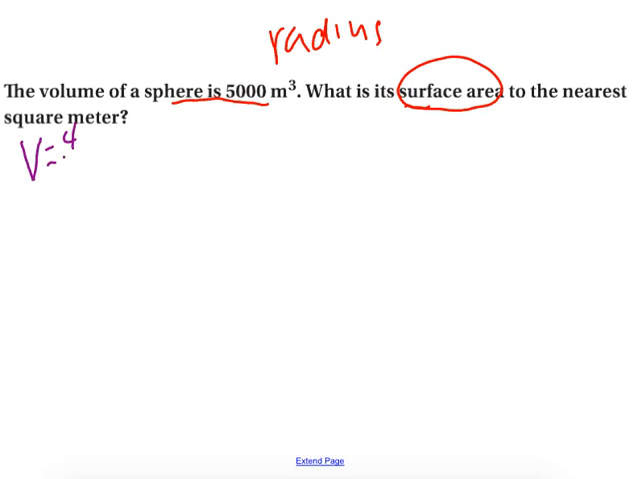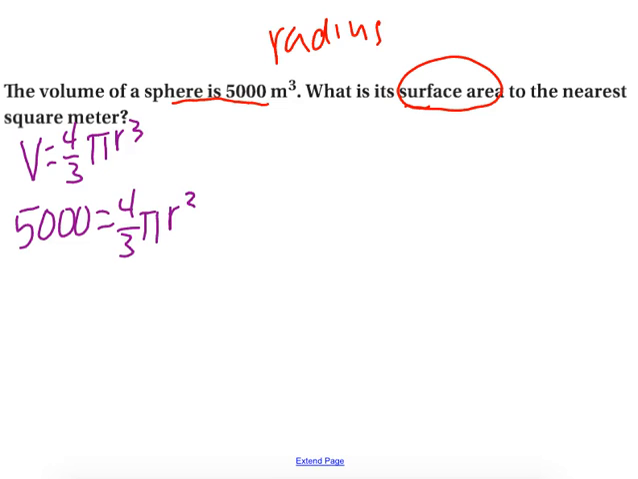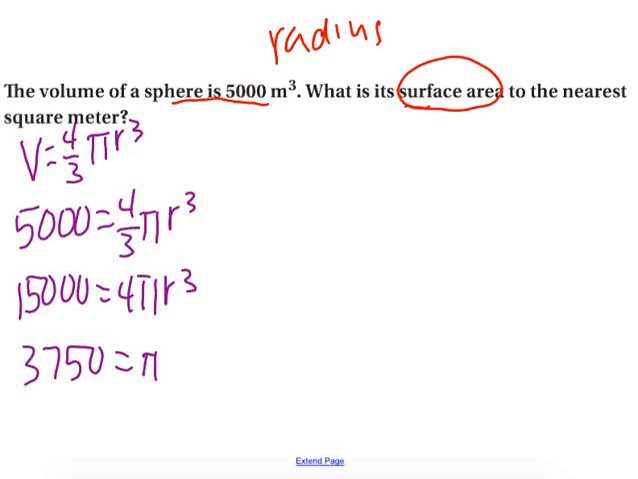The volume is 4/3 pi r cubed. Plug in 5,000. Now we need to isolate the r, so we're going to take 3 times 5,000 and get 15,000 equals 4 pi r cubed. Divide by 4, and we get 3,750 equals pi r cubed. Dividing by pi, 1,193.66 equals r cubed.